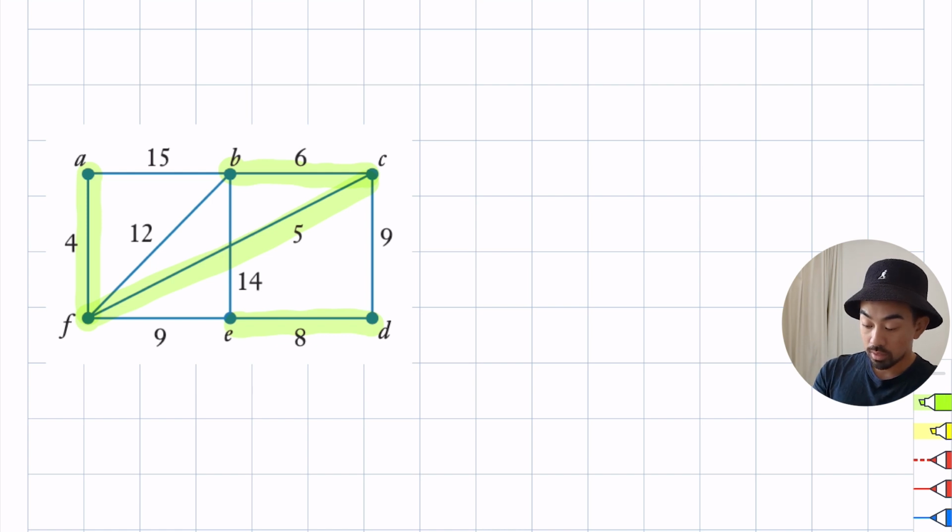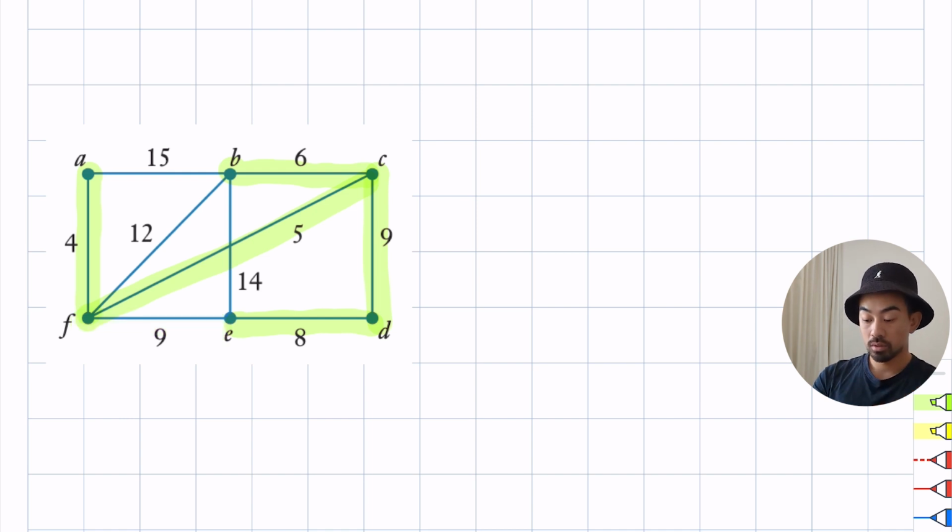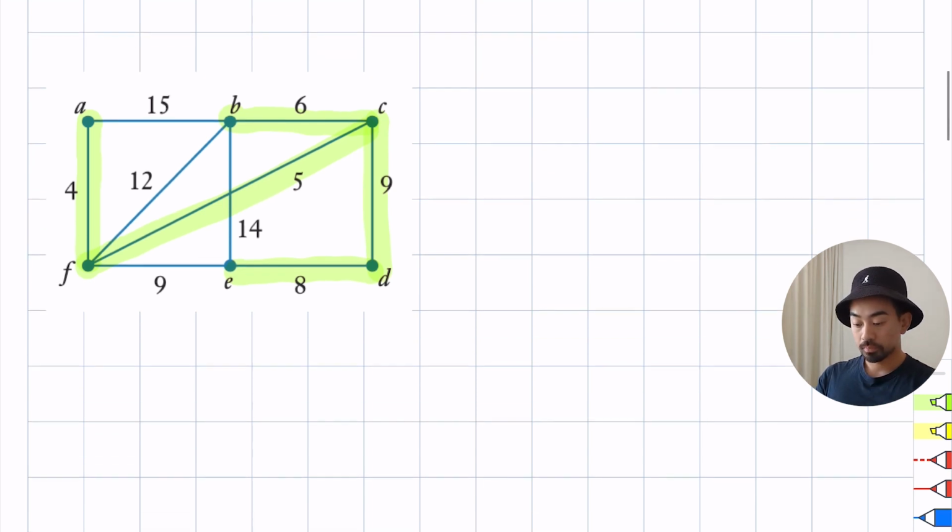So here, oh my bad, doing both 9s would cause a loop, because if I do this 9 as well, that's going to make a loop here. So in this case, we'll only choose 1. So let's say that is our minimum spanning tree using Kruskal's algorithm. Alright, cool, let's do one more.